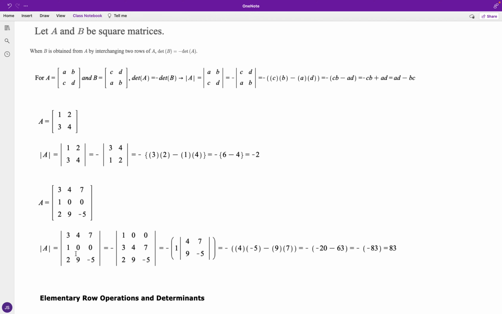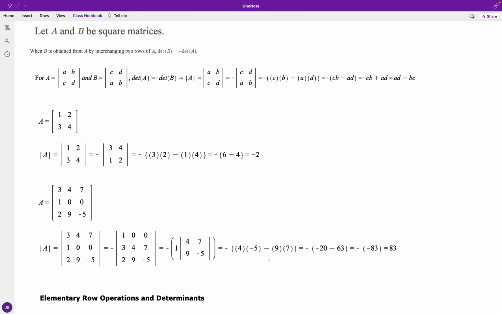If we look at interchanging the top and middle rows, once you interchange the rows, you apply the negative sign. So you have the negative of the determinant, where we have 1, 0, 0 at the top, 3, 4, 7 in the middle, and 2, 9, and negative 5 at the bottom. In this case we have the opposite sign of 1 times the minor of the first row, first column, so a 2 by 2 with 4 and 7 at the top, 9 and negative 5 on the bottom.